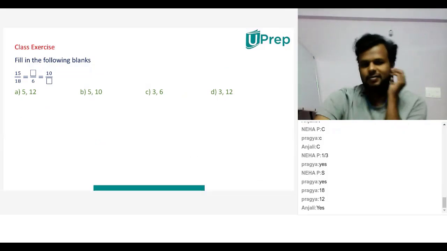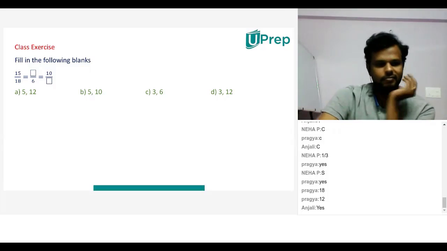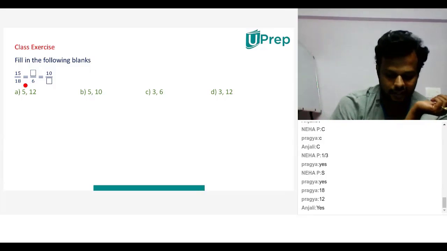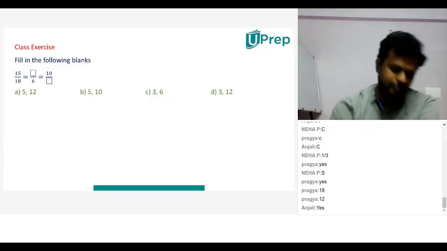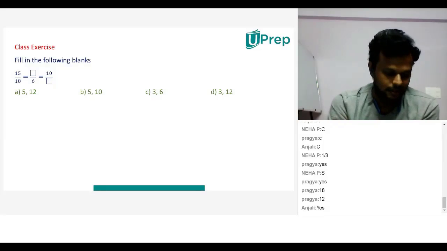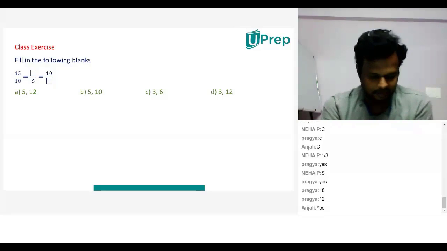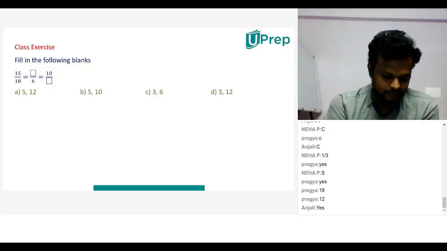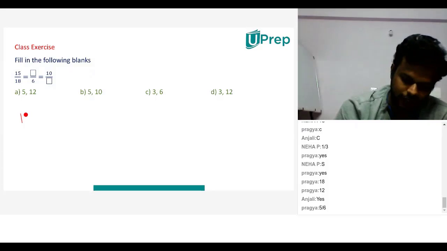Fill in the blanks. 15 by 18. Now, if I have to get a 6 here, that means what? I have to divide the numerator and denominator by. What is the number I need to divide the numerator and denominator by, children? Please type it in the chat box. So it's 3. Yes. Sir, it's 3, right? Yeah, correct.